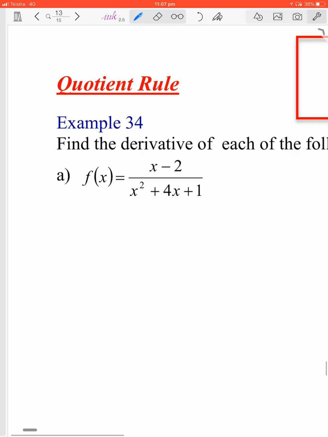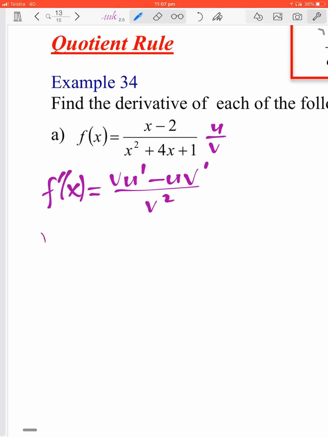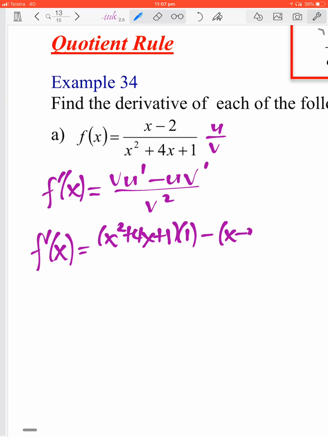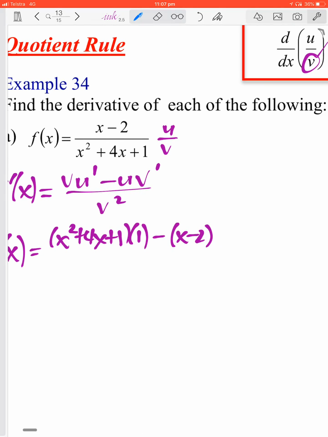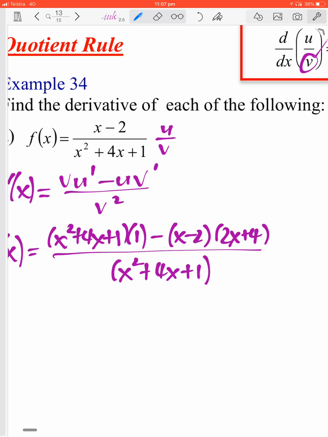So in this case here, we say u over v, f dash x is v u dash minus u v dash on v squared. So here, f dash of x is v, which we know is x squared plus 4x plus 1, times u dash, which is 1, minus u, which is x minus 2, times v dash, which we know is 2x plus 4, all on v squared, which is x squared plus 4x plus 1 squared.